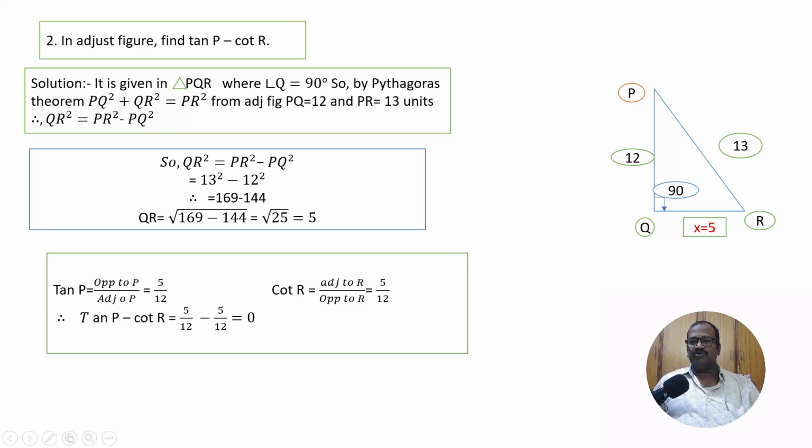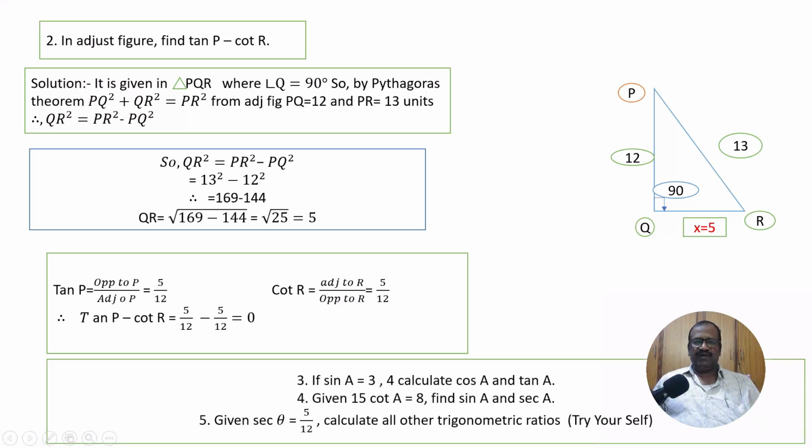What is the value of opposite to P? It means 5 and adjacent to P means 12. So 5 by 12. Cot R means adjacent to R, adjacent now is 5, R opposite is 12. So tan P minus cot R is equal to 5 by 12 minus 5 by 12 is equal to 0. This is the solution. Similarly, we have to find some problems by the students themselves.